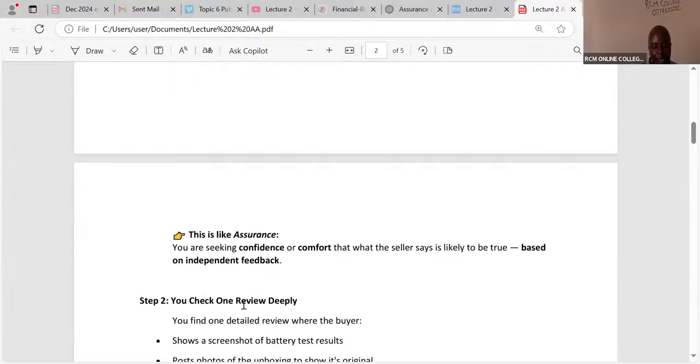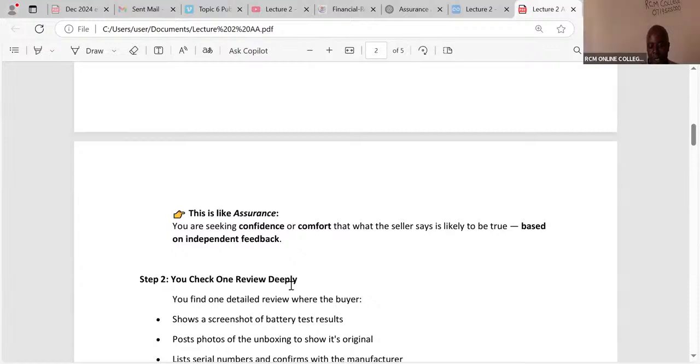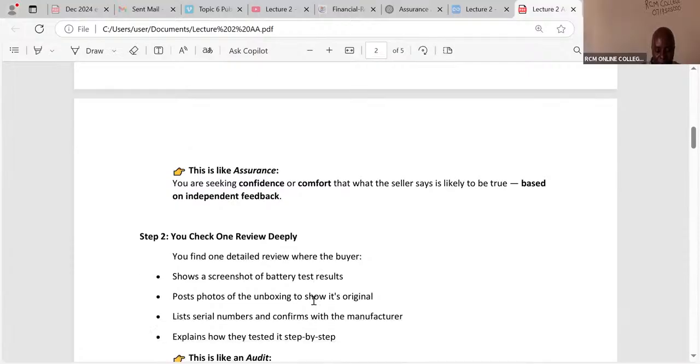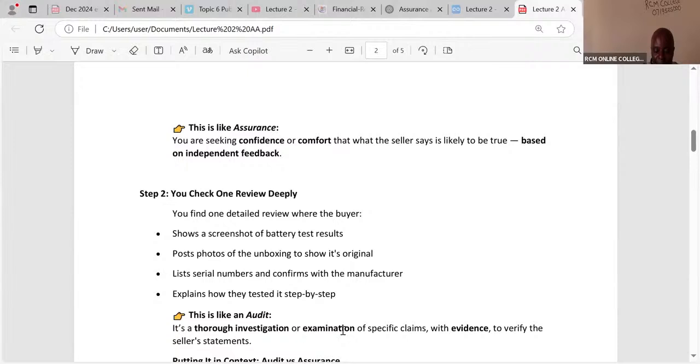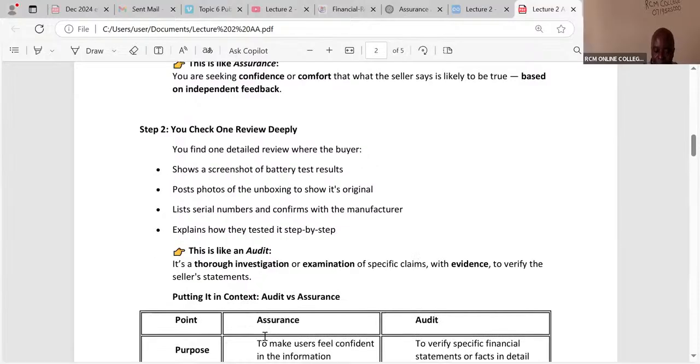Step number two, you now check one review deeply. You find one detailed review where the buyer shows a screenshot, posts photos of the unboxing to show it's original, lists serial numbers and confirms with the manufacturer, and explains how they tested it step by step. This is like an audit. It's a thorough investigation or examination of specific claims with evidence to verify the seller's statements.